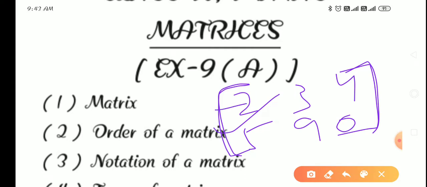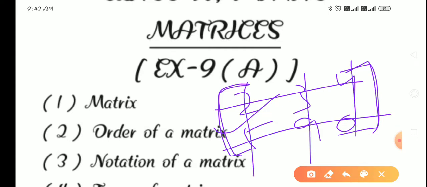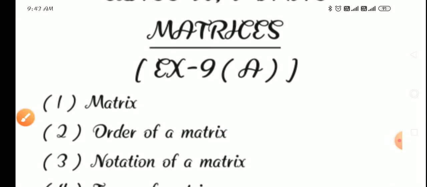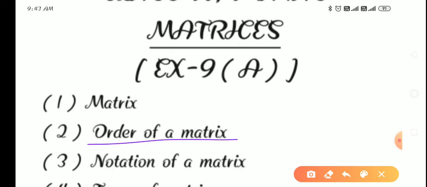Here 1, 2, two horizontal lines, it means two rows are there. 1, 2, 3, three vertical lines, it means three columns are there. I think you have understood what is a matrix. Now the second point is coming, order of a matrix.